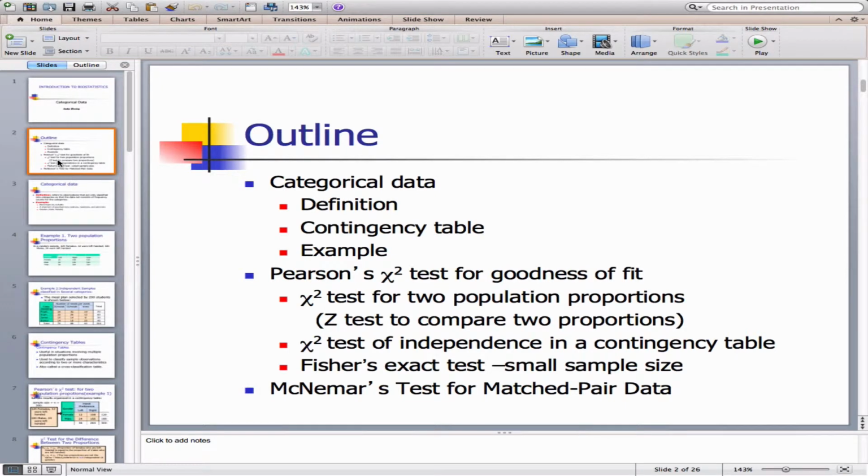On what is categorical data, and then we will introduce two tests, depending on time. One is what we typically call the Chi-Square test, and the other is called Fisher's exact test. We will see if we have time to go to the third test, which is less frequently used, called McNemar's test for matched pair data.